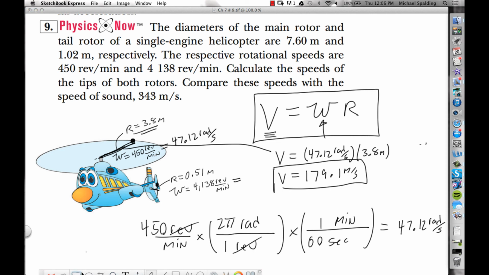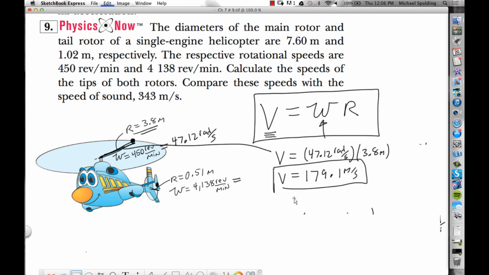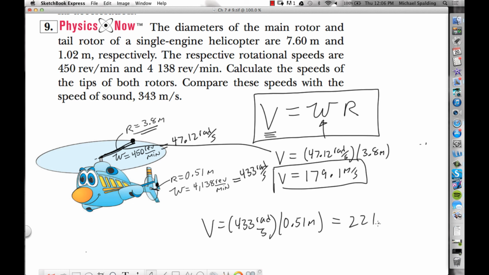Now, do the same thing for the little blade. Oh, dude, we got to convert that. Did we not do that? This converts out to 433 radians per second. So you go 433 radians per second, and then the radius there is 0.51 meters. So this gives us a linear speed of 221 meters per second. Okay?